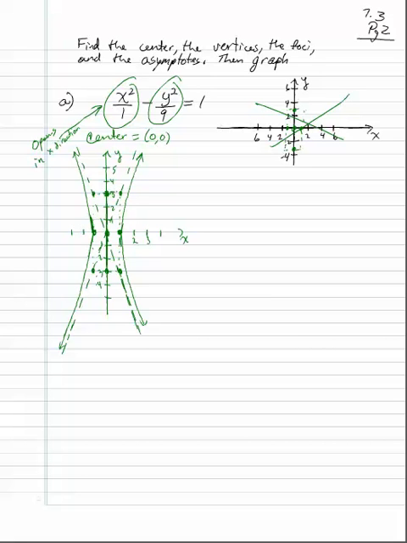And now let's label all the stuff. Center (0, 0). So the vertices are, remember it's positive 1, we're adding 1, subtracting 1 from the x coordinate.